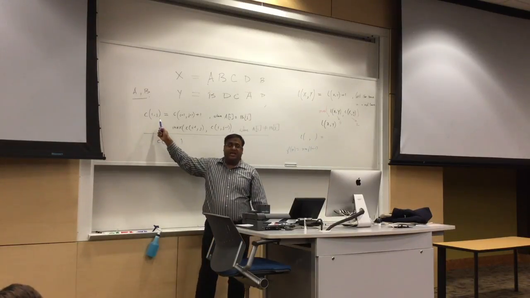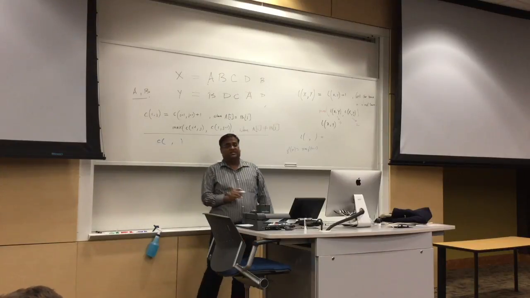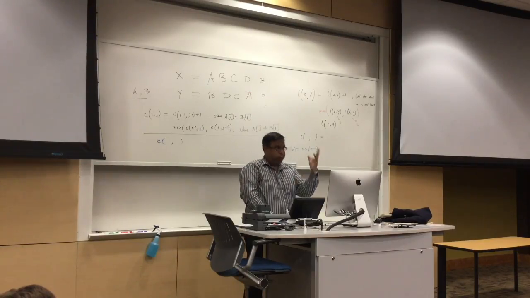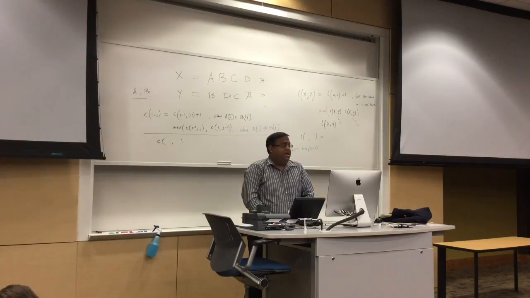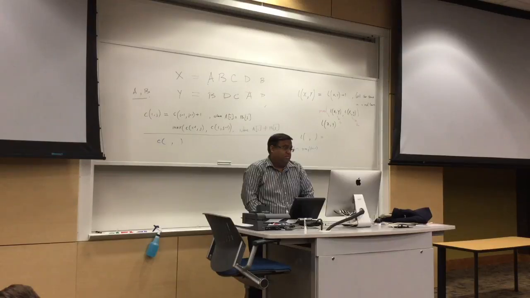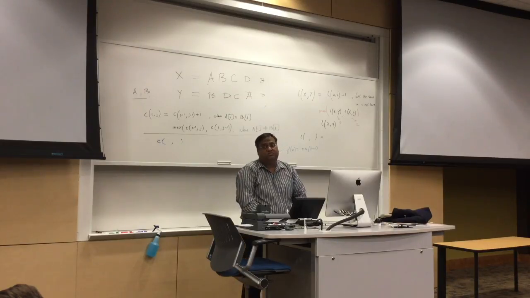Don't confuse with that. I said C of I, J is where I take the first I characters from the first sequence. So if I put 0 there, it is the first 0 characters. So if I take no characters from the first sequence and no characters from the second sequence, what's the length of the longest common subsequence? 0. There's no question there. Undefined. What if it's not undefined? Undefined has a very different meaning. Don't use undefined for 0.